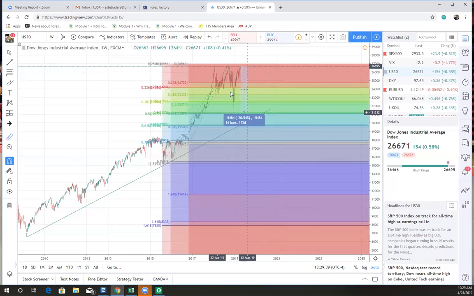So is this all built into TradingView, or do you have an add-on? This is TradingView. Yes, it is built in. You've heard good stuff about TradingView. Oh yeah, TradingView is awesome.